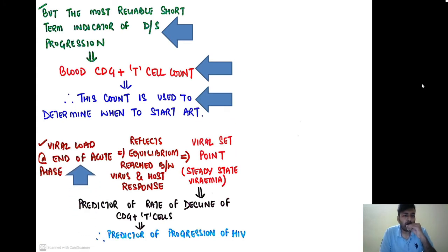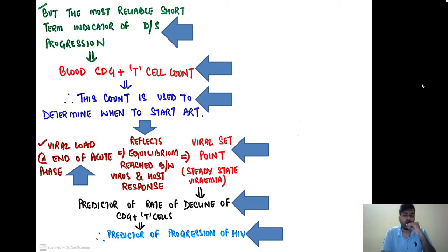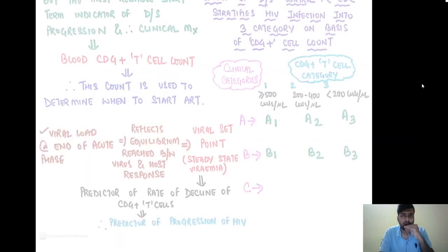Remember, the viral load at the end of the acute phase reflects equilibrium which is reached between the viral replication and the host response. This equilibrium is called the viral set point, that is the steady state viremia. It is the predictor of the rate of decline of the CD4 plus T cells, therefore a predictor of progression of HIV. So there are many indicators for the progression of HIV, but the most important one is the blood CD4 plus T cell count.